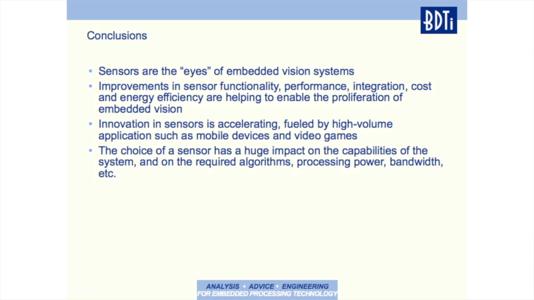So, closing remarks: sensors are the eyes of our embedded vision system, and these sensors are improving at an increasing rate. The rate of improvement is increasing, which is a good thing. We believe it's fueled by a lot of high volume applications that are running on our mobile devices and our video games.